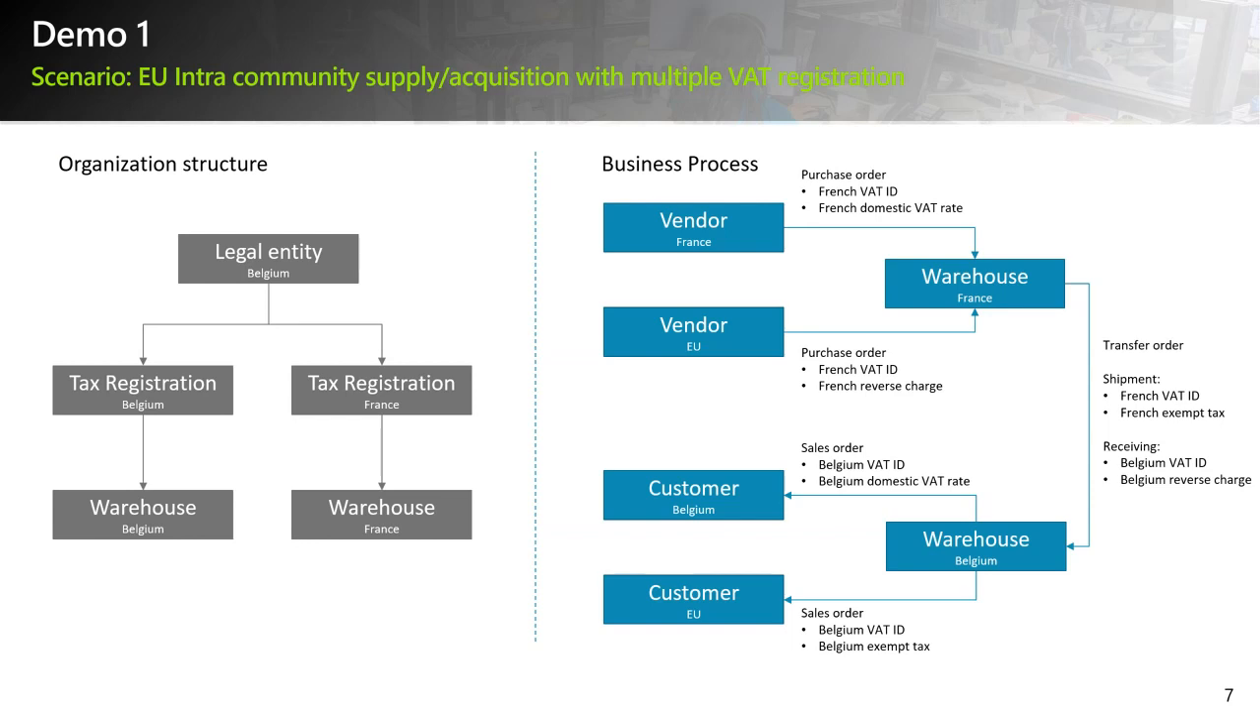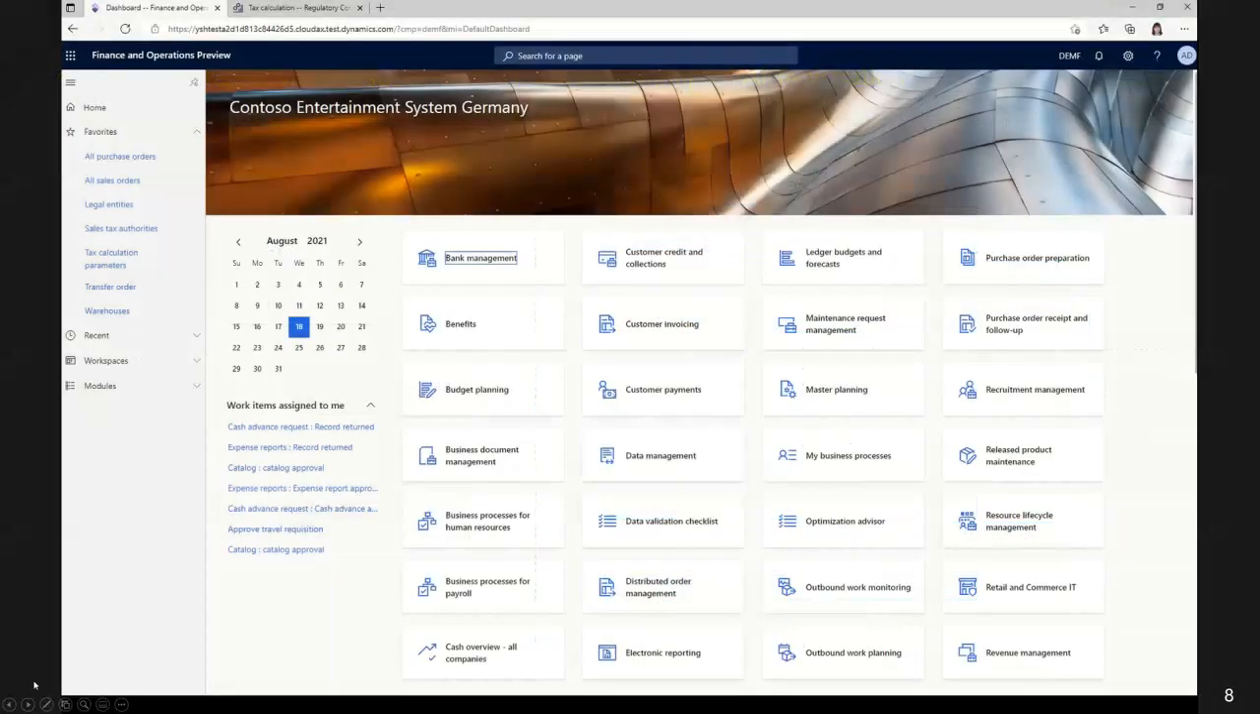For the sales side, when they sell to a Belgian customer from the Belgian warehouse, the Belgian VAT ID and Belgian domestic VAT should be applied to the transactions. And when selling to an EU customer from the Belgian warehouse, the Belgian VAT ID and Belgian exempt tax are applied. So this is a high-level description of the scenario. Let's now switch to the demo, which we recorded in advance, and see how this scenario works in the system. Could you please play it back?